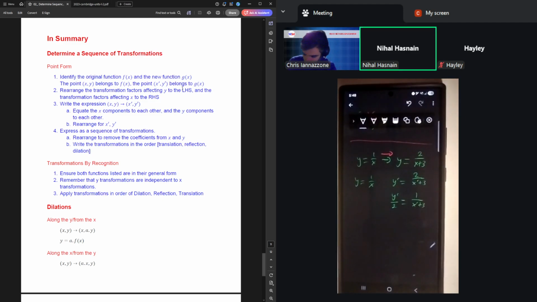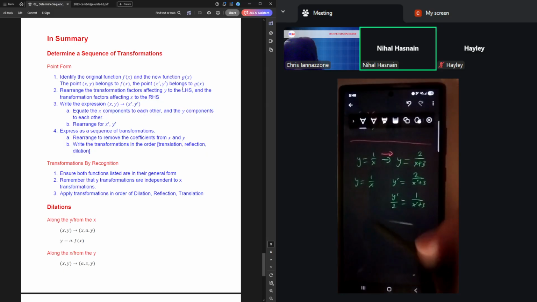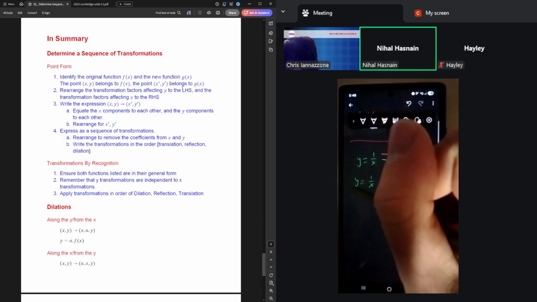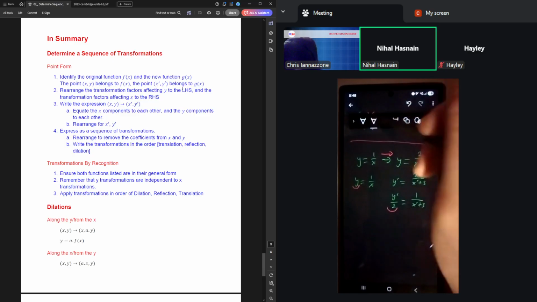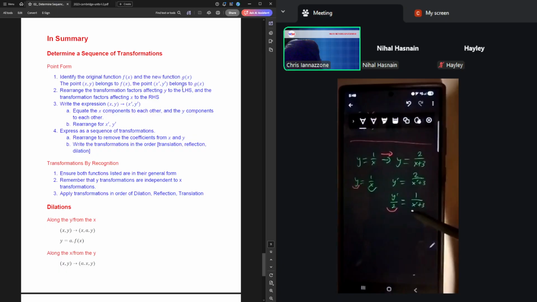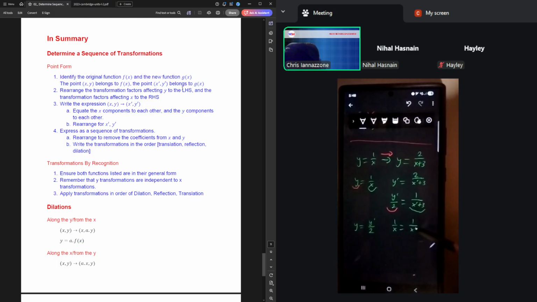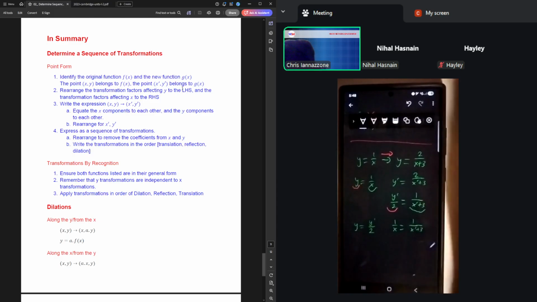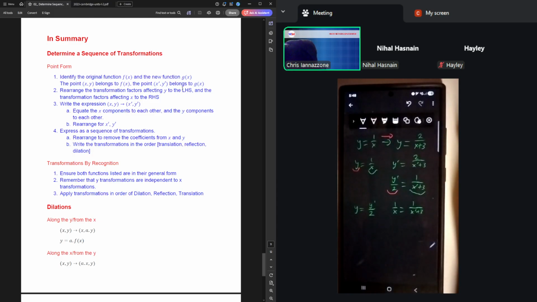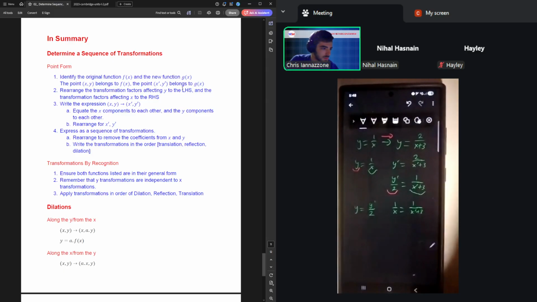We have to set the left-hand sides of the equations to each other and the right-hand sides of the equations to each other. Exactly right. So red's going to go with red, green's going to go with green. Y equals y dash on 2, and 1 over x equals 1 over x dash plus 3. Nice. That gets us 3a sorted, equating the x's and y's together.